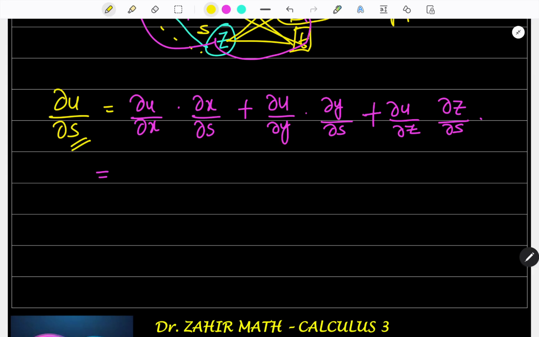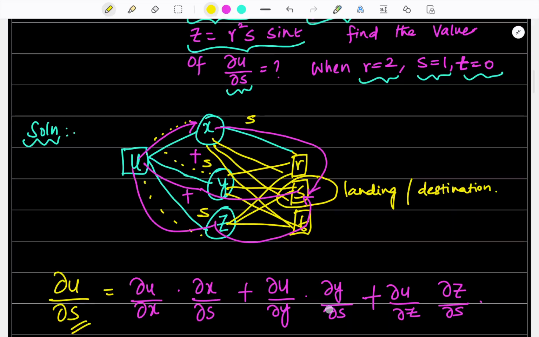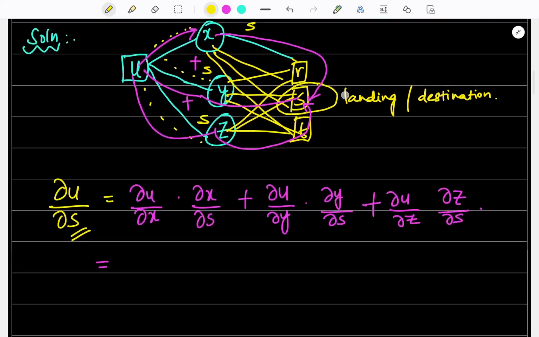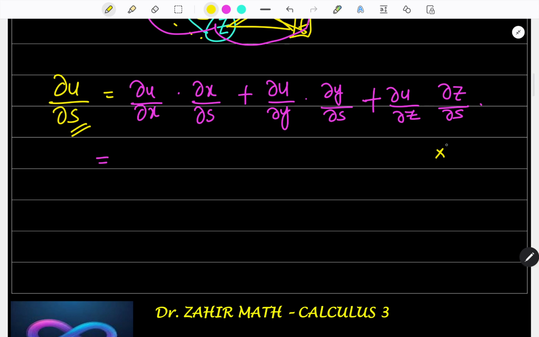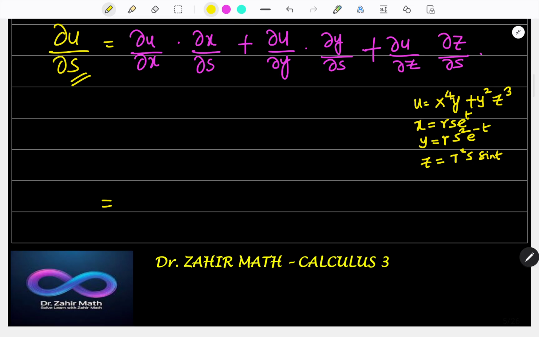Okay, right. We are going to differentiate this one with respect to what? So the function goes a little up. Let me write the functions here. The function is u equals x power 4 y plus y square z cube. This is your function u, and x is equal to r s e power t, y is equal to r s square e power minus t, and z is equal to r square s sine t. Okay, let's start now.